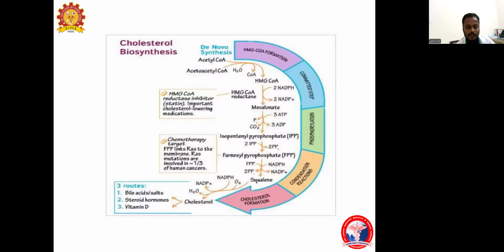And the most important thing is the rate limiting enzyme for this pathway, HMG-CoA reductase. This is the reaction where HMG-CoA is converted to mevalonate, catalyzed by the enzyme HMG-CoA reductase.